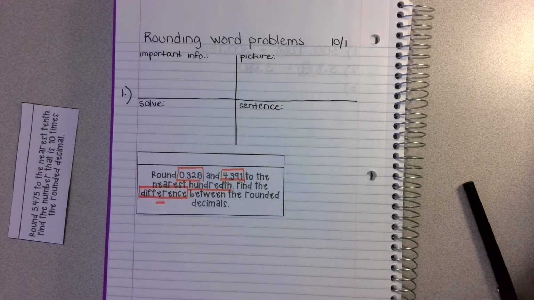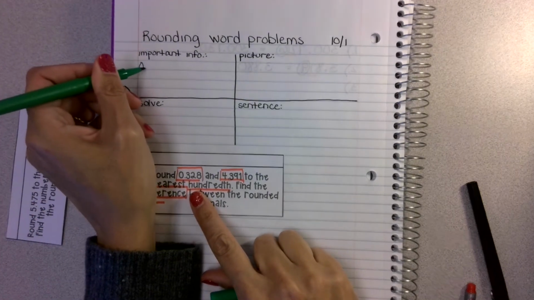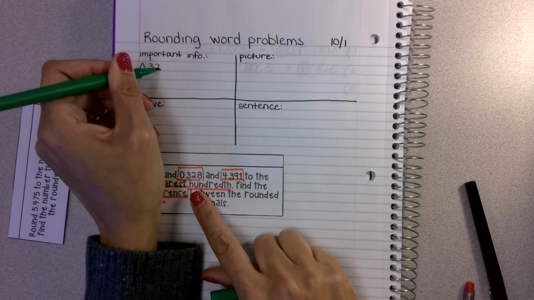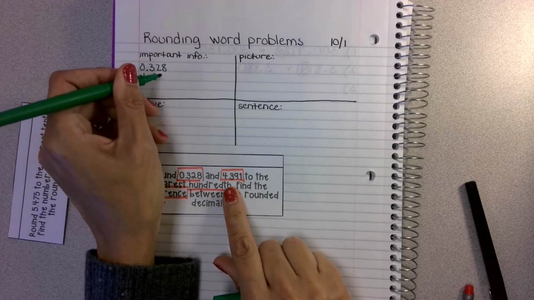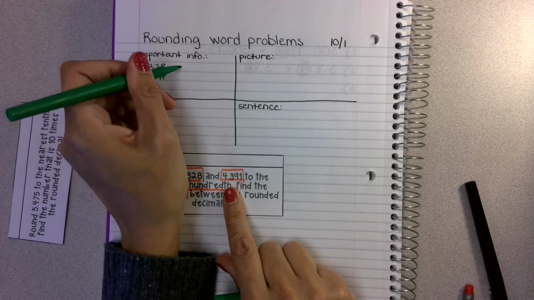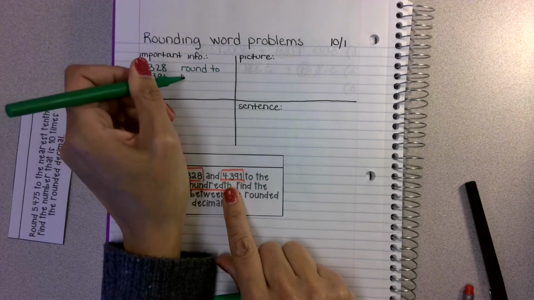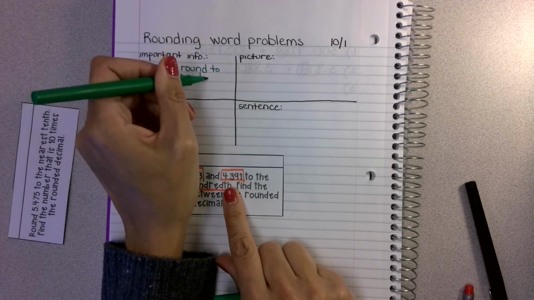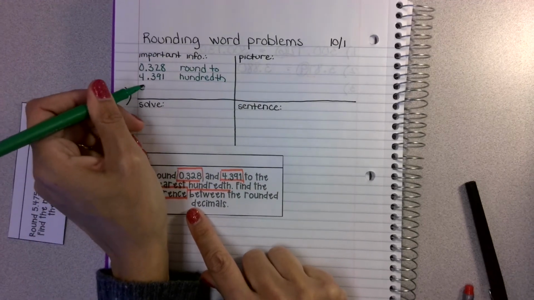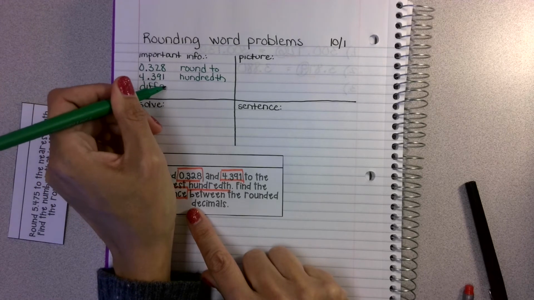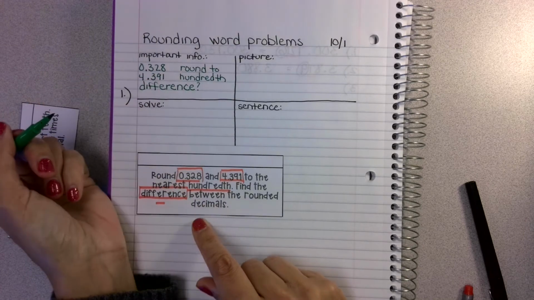So important information. So I'm going to go back up to this. I need my two numbers. So I'm doing 328 thousandths and 4 and 391 thousandths. And I'm going to round to hundredth. And then I'm going to find the difference between them. And I'm just writing notes. So I'm not writing sentences, so I don't need to put capital letters. So I'm going to put difference, question mark.